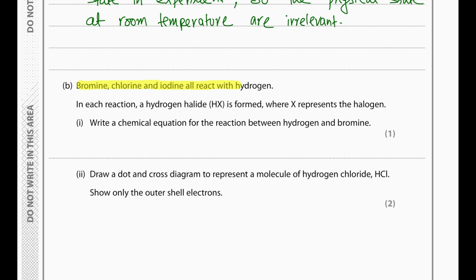Bromine, chlorine, and iodine all react with hydrogen. In each reaction, a hydrogen halide is formed where X represents the halogen. Write a chemical equation for the reaction between hydrogen and bromine.